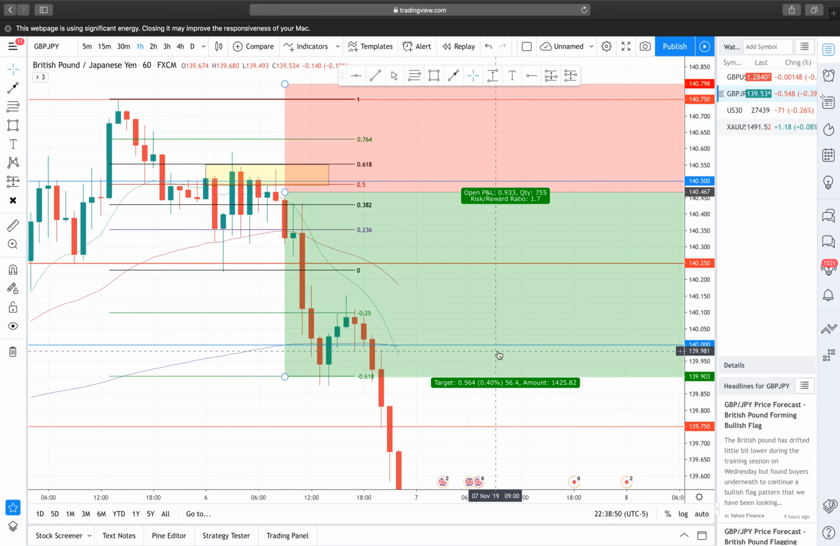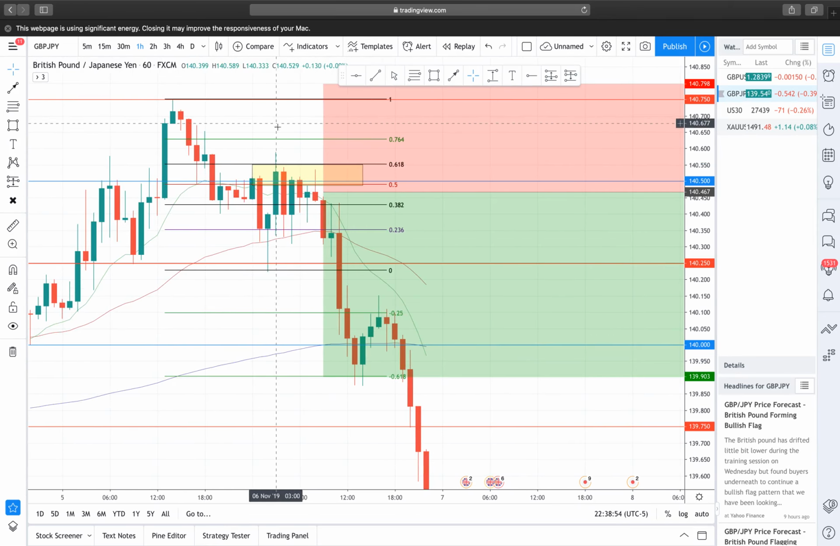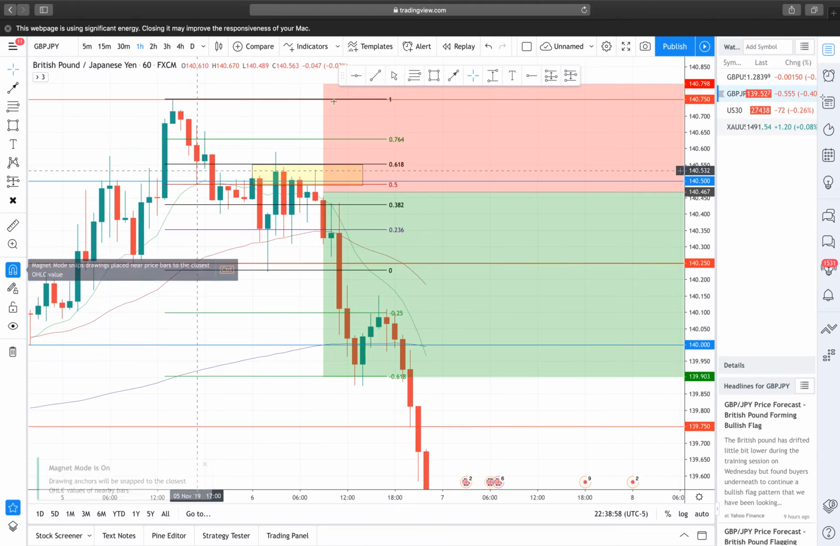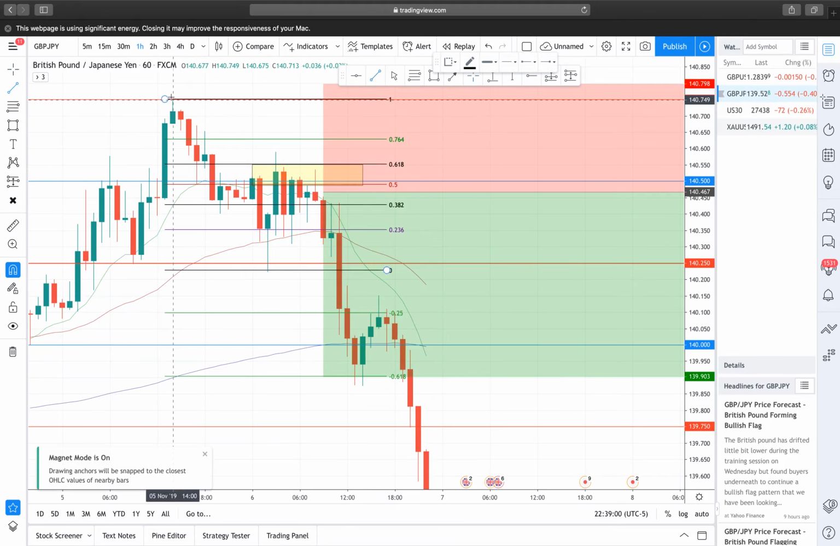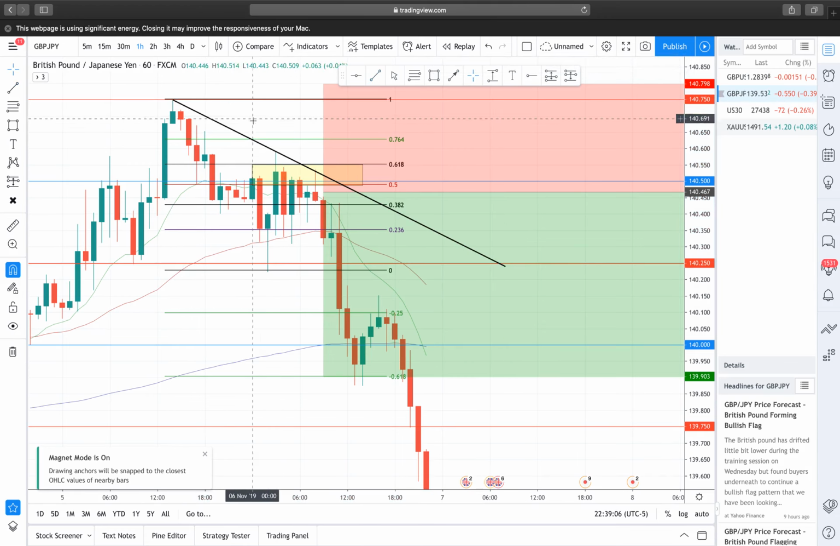I didn't like this setup. I didn't see much confluences with it. I didn't think you could draw a valid trend line. Some of you are probably thinking that you could have done it like this, which you could have, from this right here. Bam, third bounce.